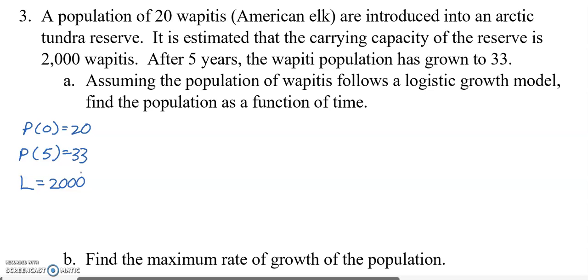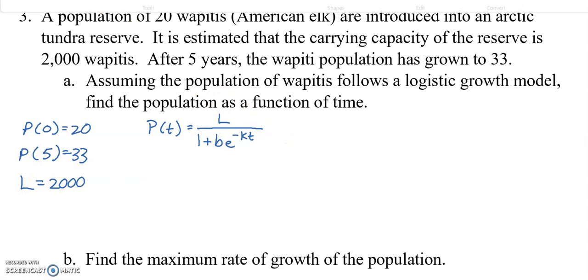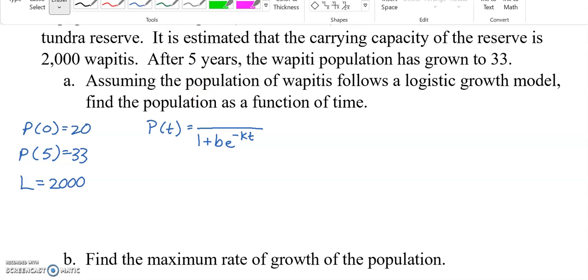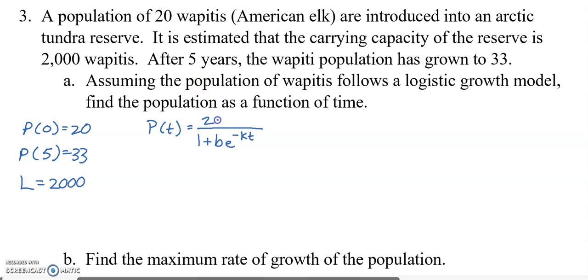Okay. So if we're looking for P of t, we know that P of t is equal to L over 1 plus b times e raised to the negative kt. Well, we know L. We know L is 2,000. So why did I bother writing L? I'll just replace that with 2,000. We still need to figure out what b and k are. Those are unknown constants, but we do know that P of 0 equals 20.